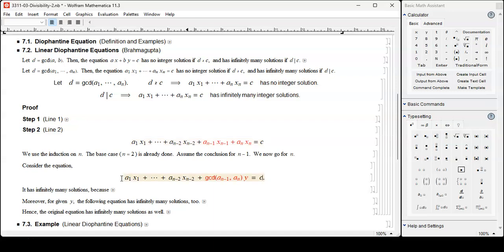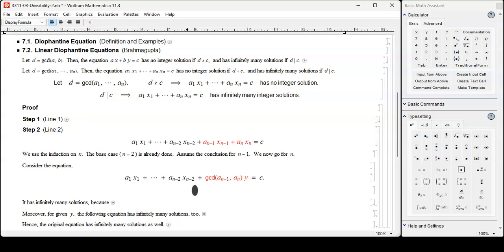Now what do we have? We have n minus 1 terms, n minus 2 terms here, and 1 more. So we can apply the inductive hypothesis. There are infinitely many solutions for x1, x2, x3, and so on, and finally y. And then for this, the second solution, this one here equals to this.